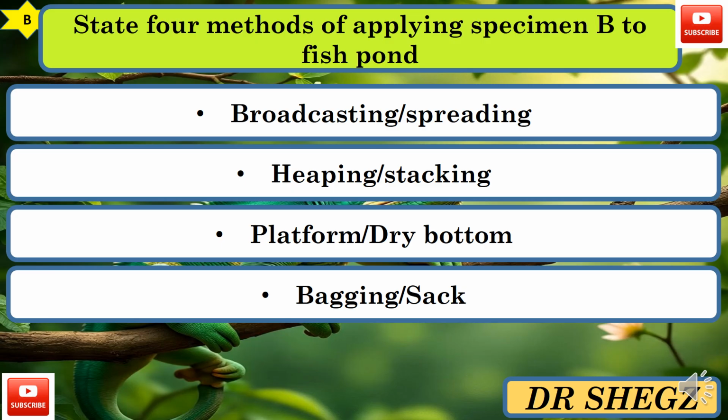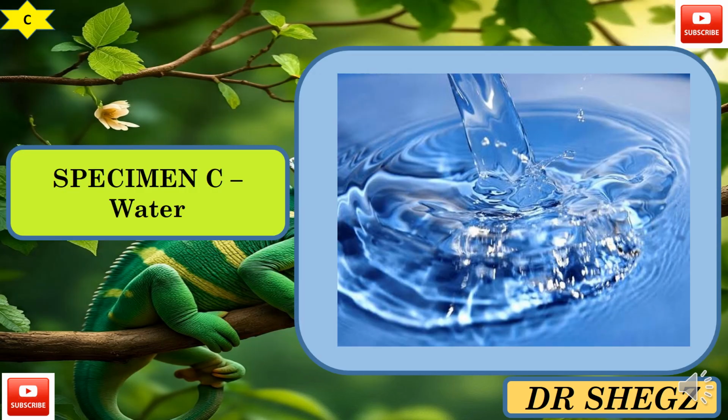Methods of applying specimen B to fish pond. Though this was seen in Waec fisheries past question, not agricultural science. So broadcasting, heaping, platform, bagging. These are methods of applying cow dung to fish pond. Remember we said it is applied in fish pond. So these are the methods of applying it to fish pond. Now next specimen is water. Specimen C is water.